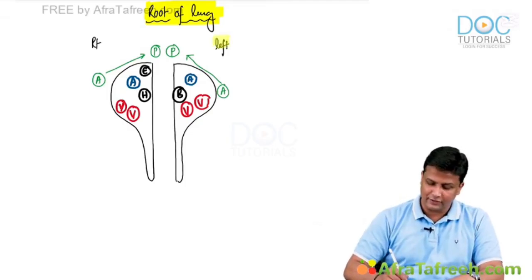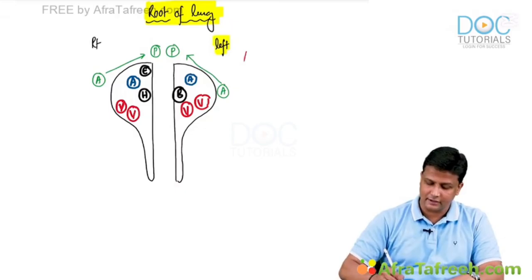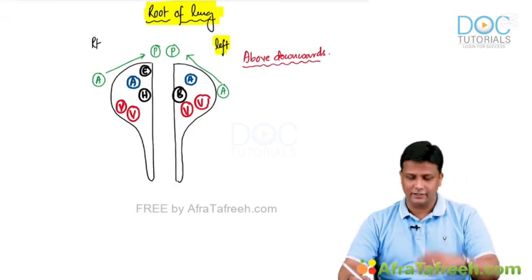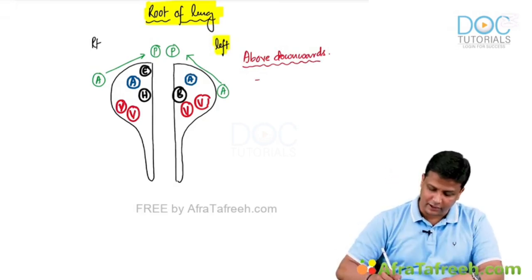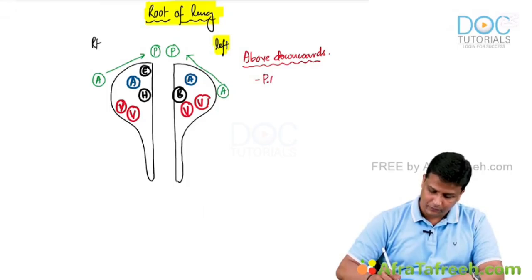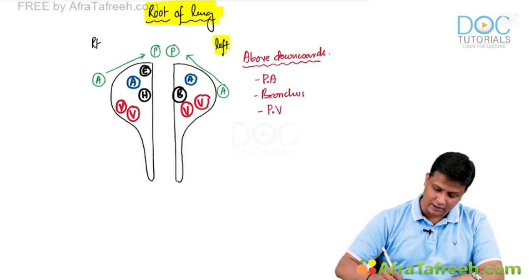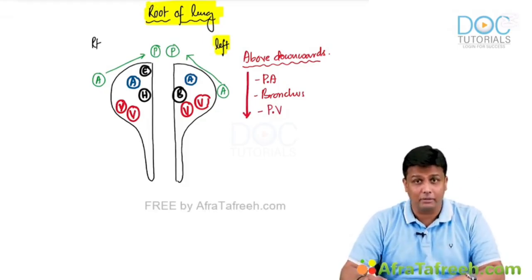In the root of the left lung, how are the structures arranged above downwards? Now do one thing, just look at the diagram and keep on writing. What do you have above there? First, you will have the pulmonary artery, and just below the pulmonary artery there will be the bronchus, and below the bronchus you have the pulmonary vein. So, it is artery, bronchus and vein arranged above downwards.